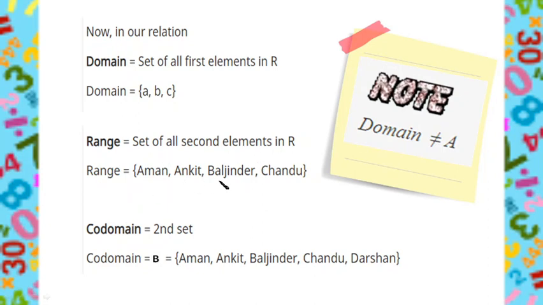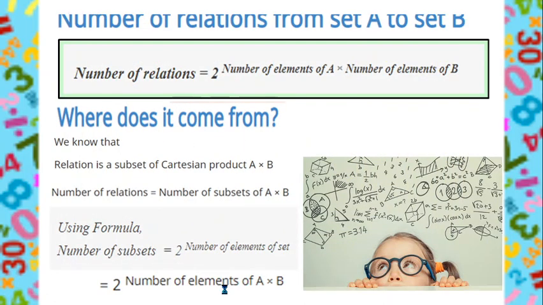So we can define the range also. Codomain is the second set, which means the complete set B will be our codomain. Now, the number of relations from set A to set B is equal to 2 raised to the power of the number of elements of A into the number of elements of B. But where does it come from?